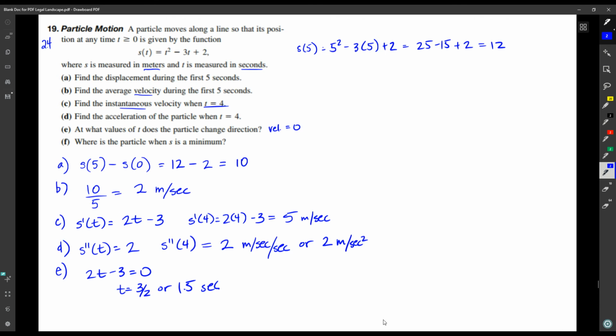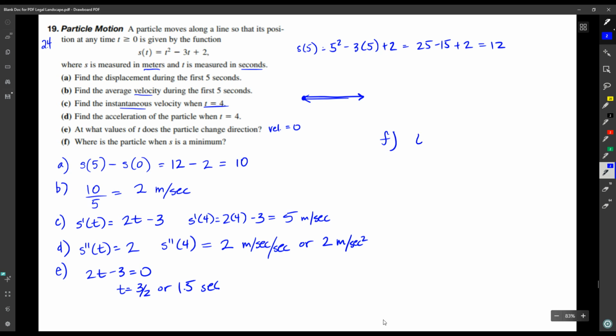Finally, part F: where is the particle when S is at a minimum? So first of all, we want to know what direction we're going when we see the minimum value. We should assume that's when our particle heads left, changes direction, and begins to head right. So we know where we change direction. Let's make sure that's when we're going from left to right. I'm going to go over here for part F.